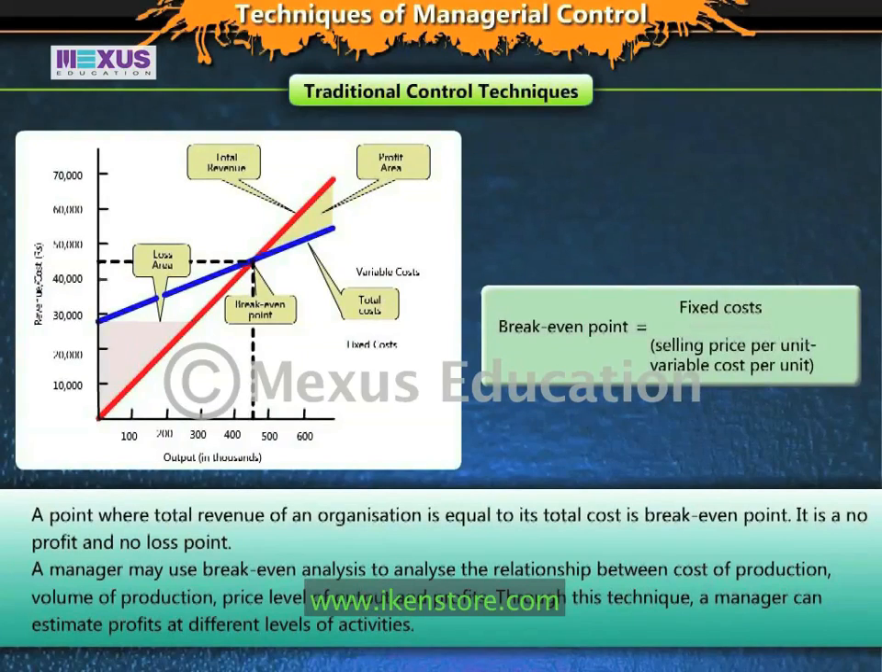In the given figure, break-even point is determined by the intersection of total revenue and total cost curves. As we can see in the given example, the firm will break even at 450,000 units of output. It is beyond this point that the firm will start earning profits. Break-even point can be calculated by the following formula. Break-even point is equal to fixed costs divided by the difference between selling price per unit and variable cost per unit.